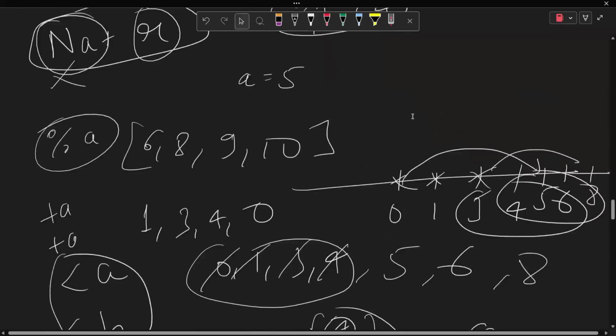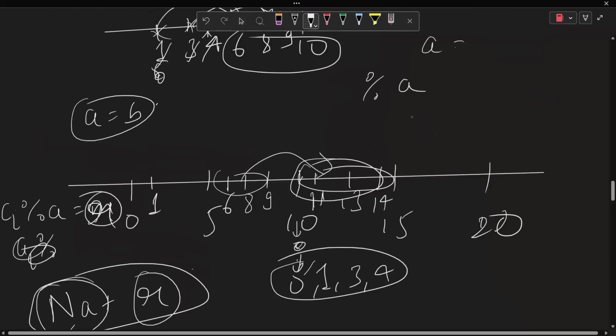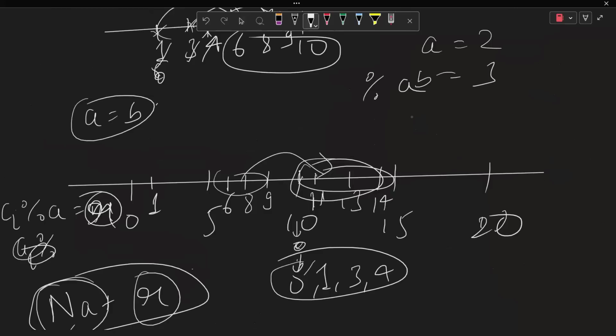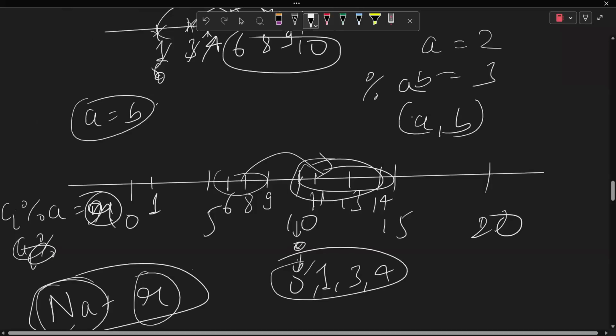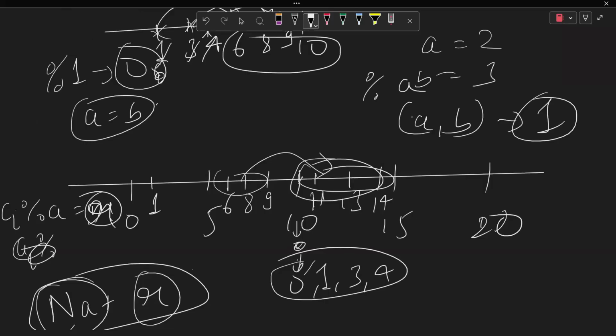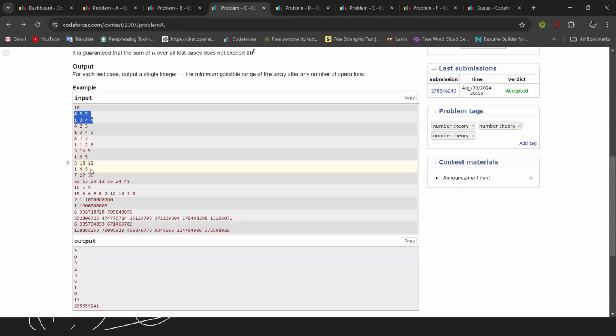Like in the first test case, A was 2 and B was 3. If the GCD is 1, you can make all of the numbers equal, and you can have 0 as your final answer, because the GCD of A and B became 1. And if you take modulo 1, it would be 0. So all the values would become 0. It just means you can make all the values equal. Just by looking at the test cases, you can maybe get this intuition.